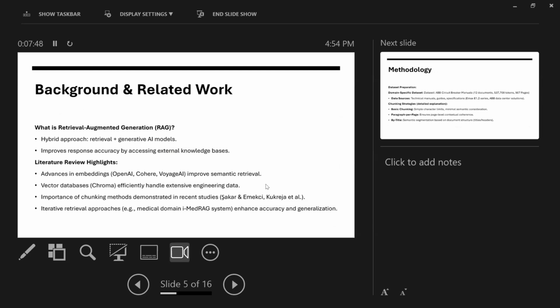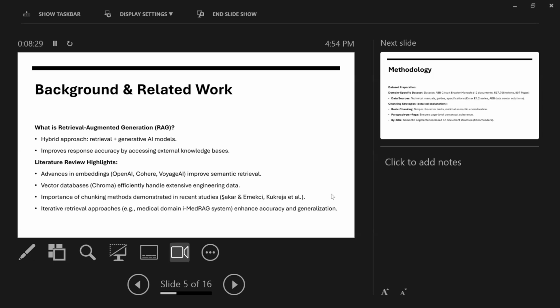Literature review, the main highlights are the advances in embeddings, such as OpenAI, Cohere, and Voyage AI. These are the three embeddings that I use here. OpenAI embeddings in ADA embeddings for ChatGPT4o. Cohere embeddings for the Cohere LLM. And Voyage AI is the embedding suggested by Claude, as they don't have their own embedding at the moment, which improves semantic retrieval. For vector database, I use Chroma, which eventually has extensive engineering data.